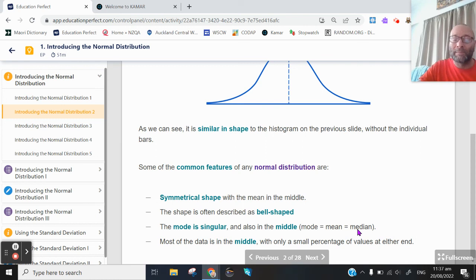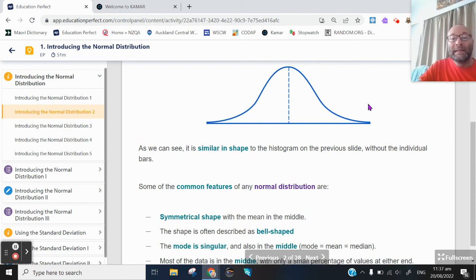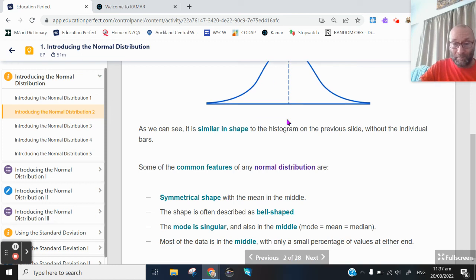And it also bears repeating that most of the data is in the middle with a small percentage at either end. So we're not saying it's impossible to be out there at the end. It's just a lot less likely. If you were to choose a value at random, it's more likely to be closer to the mean.